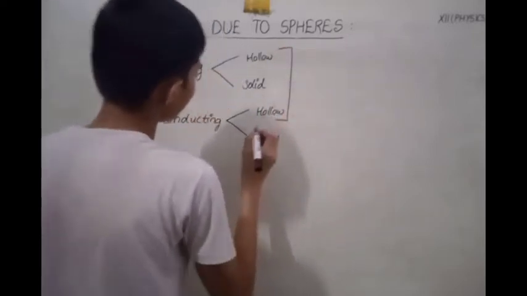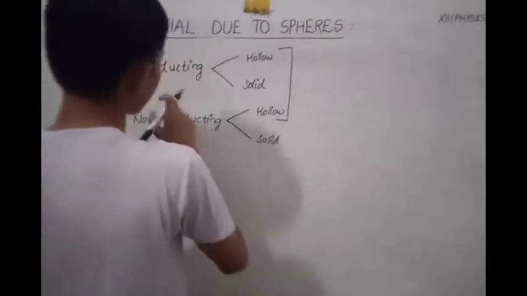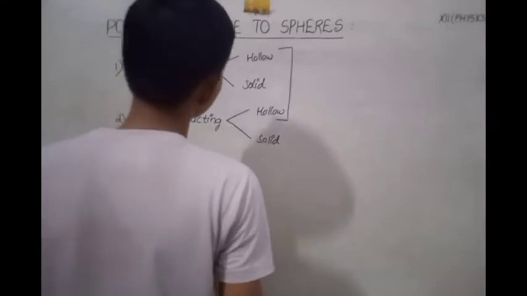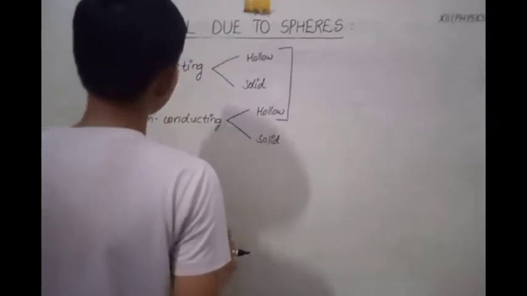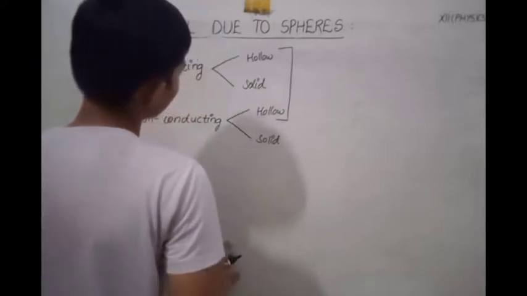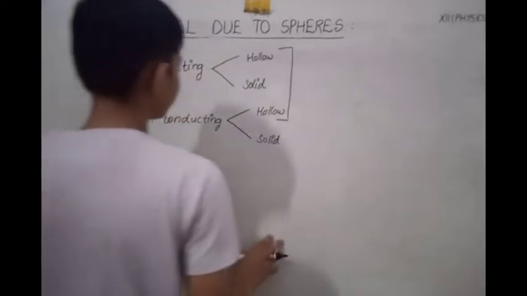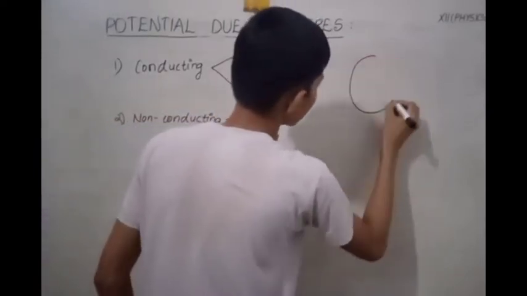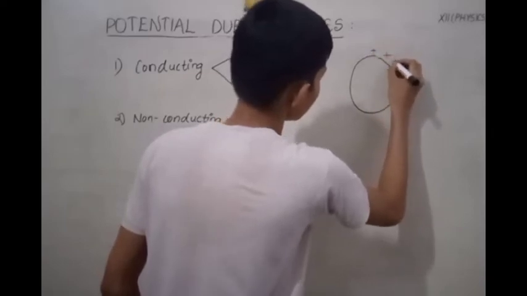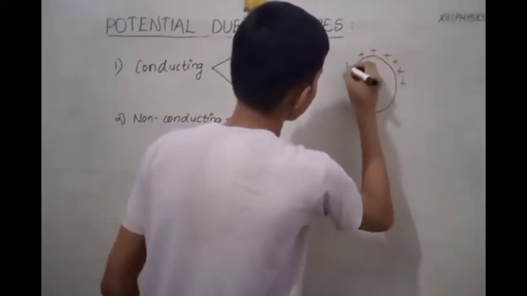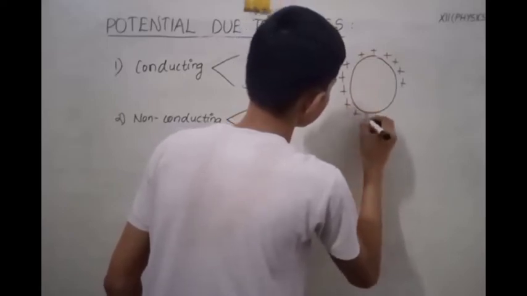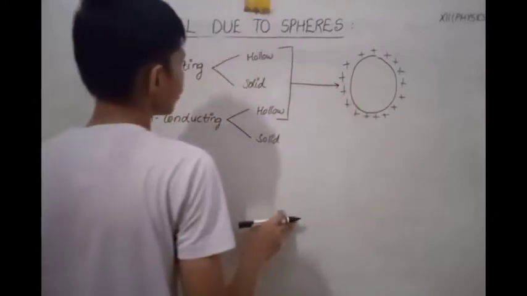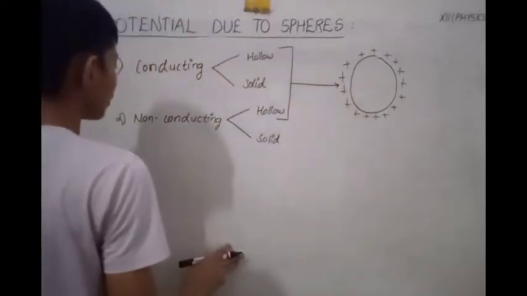The method of finding the potential due to these three spheres is the same, that is, for finding the potential of hollow conducting, hollow non-conducting and solid conducting, the method is the same. And the model for these three spheres is like this. This is the conductor and the charges are present at the surface for these three types of sphere. This model is for hollow conducting, solid conducting and hollow non-conducting.